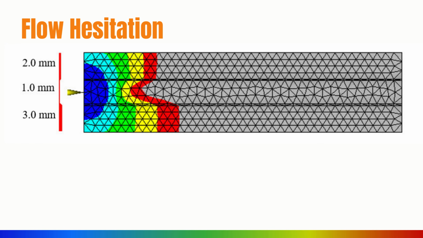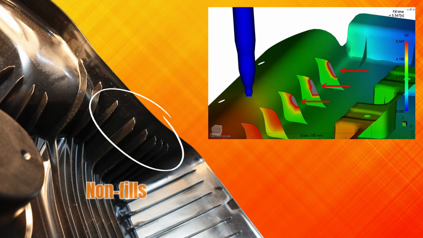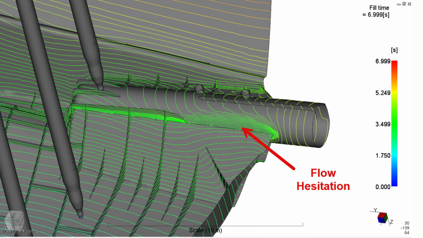Uniform wall thickness is another critical factor in mold filling. Uneven wall thickness can cause race tracking or backfilling, leading to undesirable air traps that can result in non-fills or burns. It can also lead to hesitations or accelerations in flow that can cause unwanted visible flow lines.